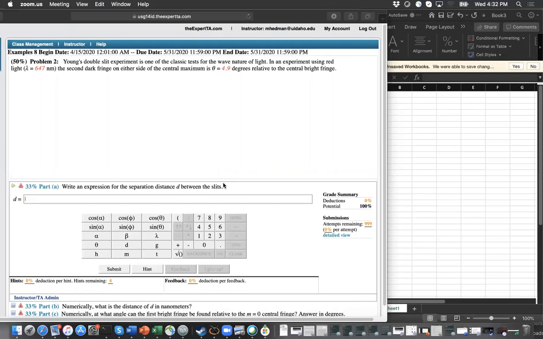Okay, so hi everybody. In this video, I just want to provide a quick example of how to approach and solve problems associated with double-slit experiments.